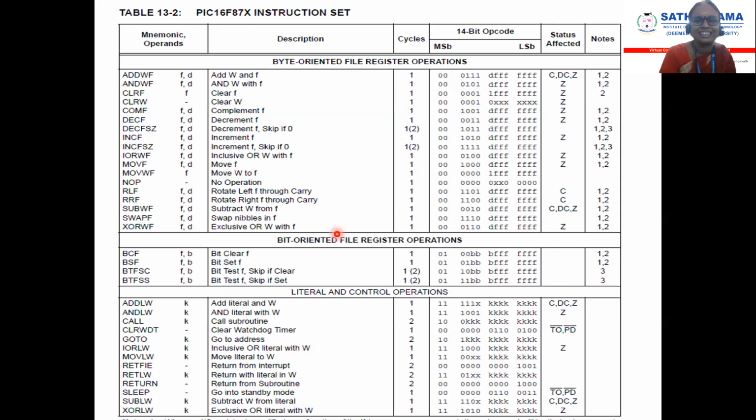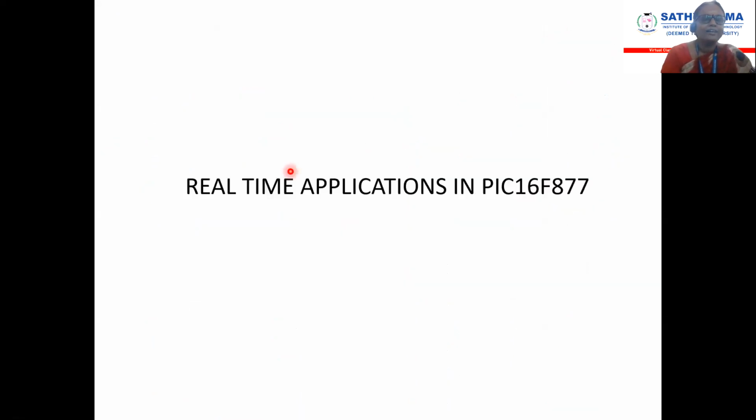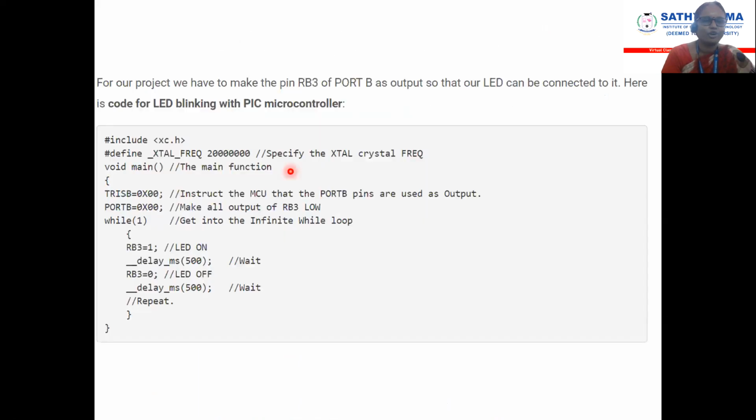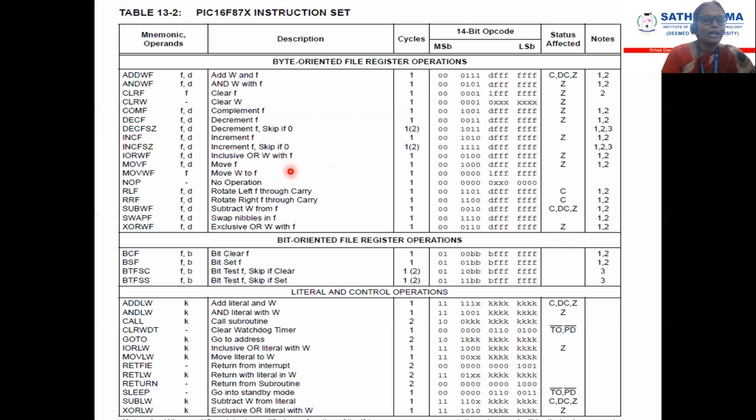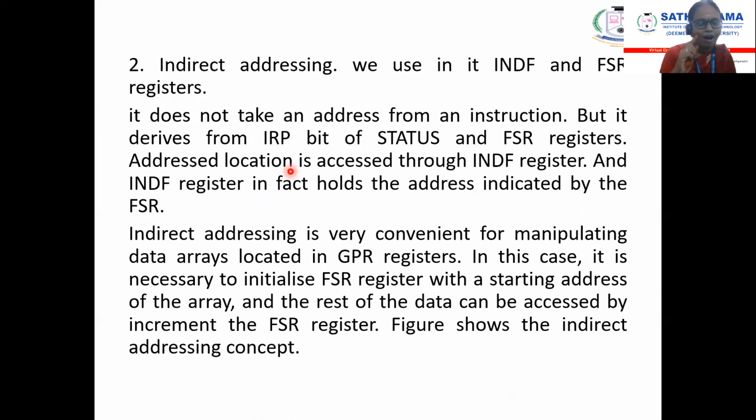Okay, don't write the cycles, 14-bit code, status affected and all. Mnemonics and description is enough. Okay, and then this is not necessary for your theory. So for PIC microcontroller, I told you what the questions are. Pin diagram can be asked. Architecture, then the third one is addressing modes, then memory organization. Only 4 questions. Are you clear?